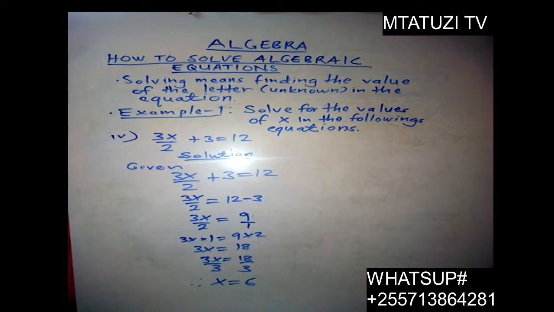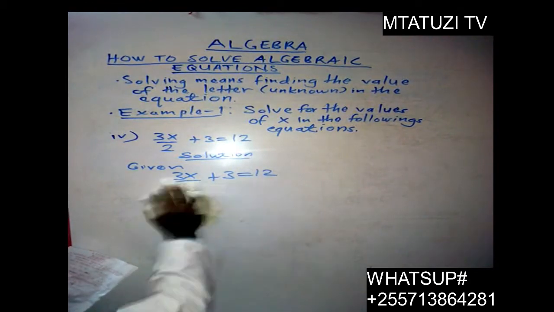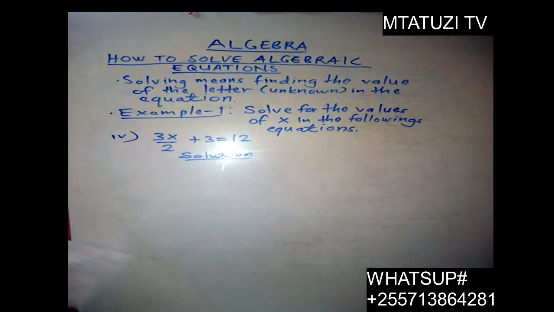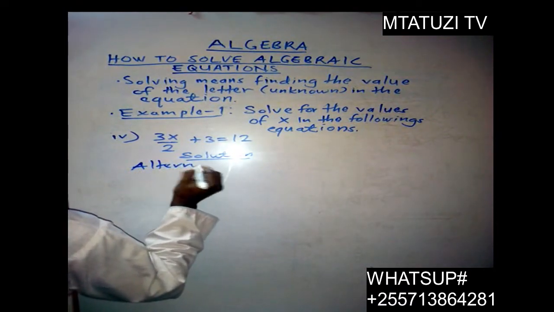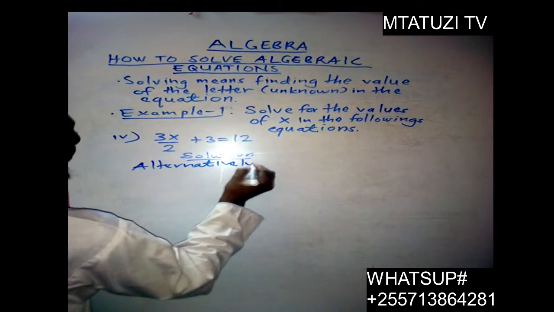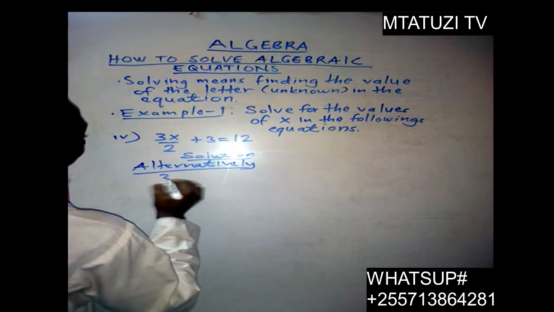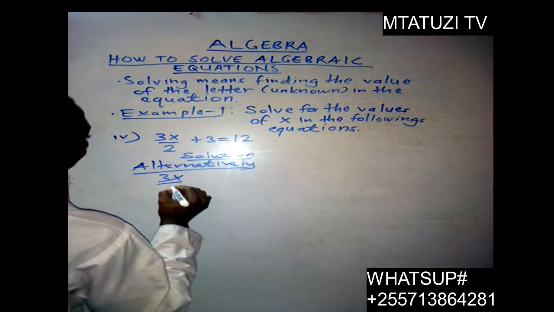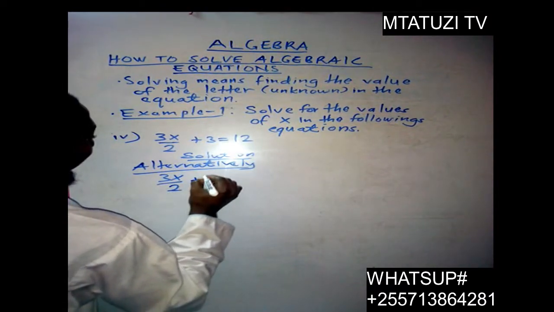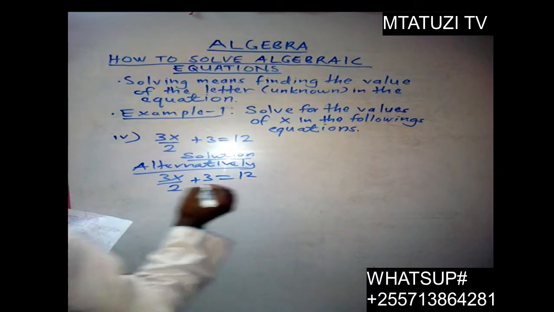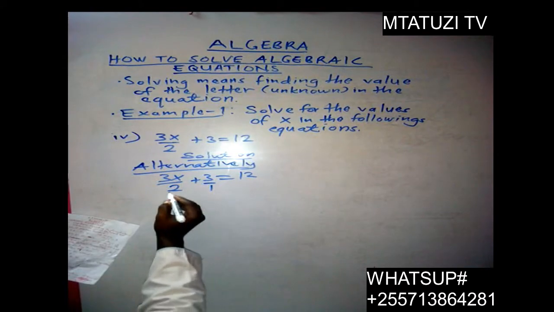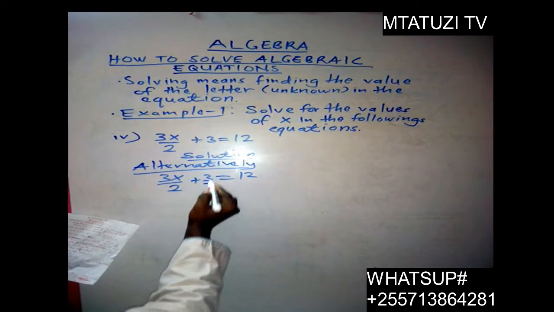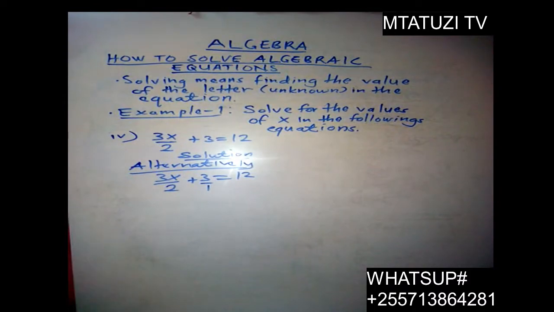This is the first method. Alternatively, you can do as follows. You are given 3x over 2 plus 3 is equal to 12. So there you can put 3 over 1. Why? In order to make it look like a fraction.